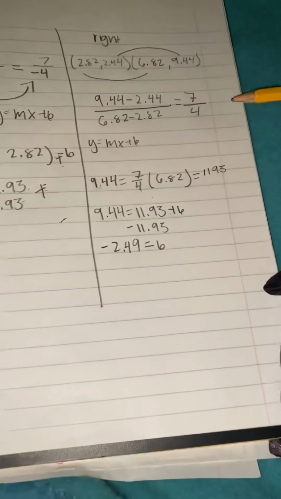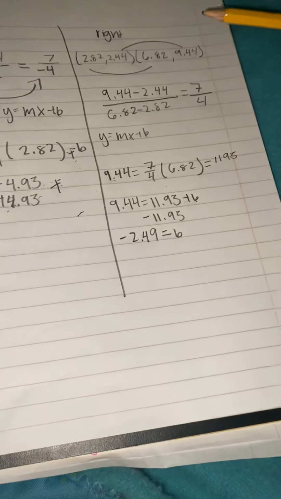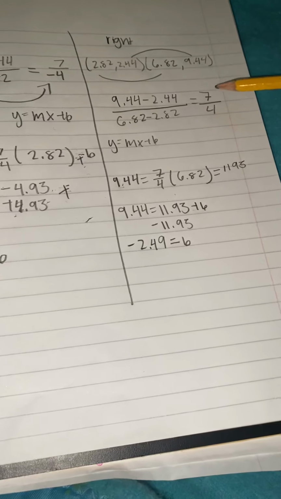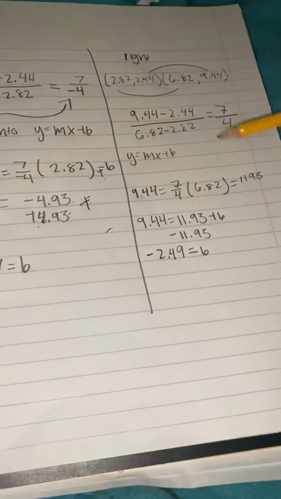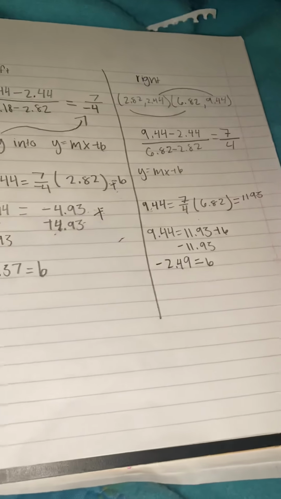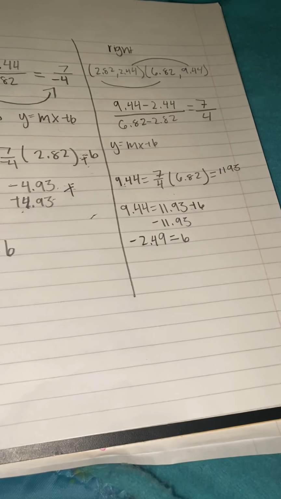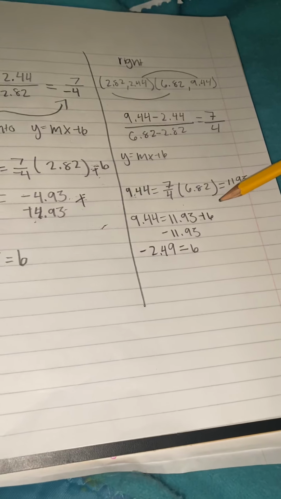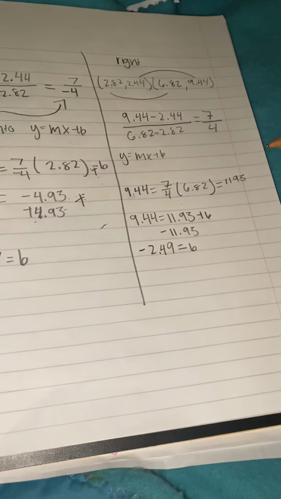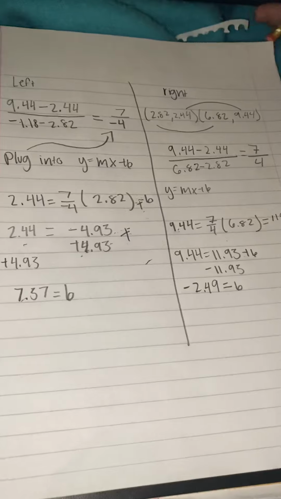And then on this side, to find that right asymptote, what I did was the same thing, essentially. So it's 9.44 minus 2.44 is equal to 7, and then 6.82 minus 2.82 is equal to 4. So it's this, but the denominator is negative. Plugged it into y equals mx plus b. And I went and did the basic algebra like I just showed you, and I got negative 2.49 is equal to b. And yeah, that is my manipulating ellipses and hyperbolas.